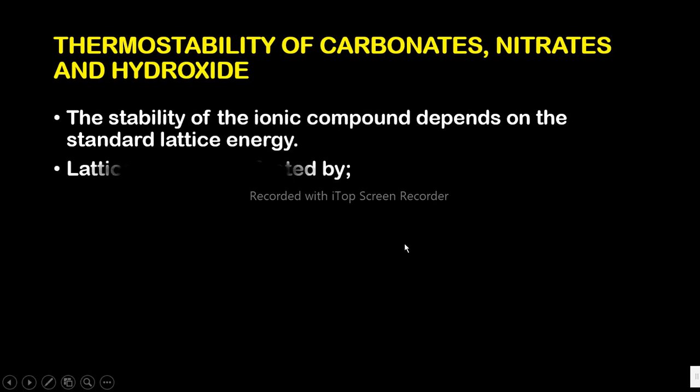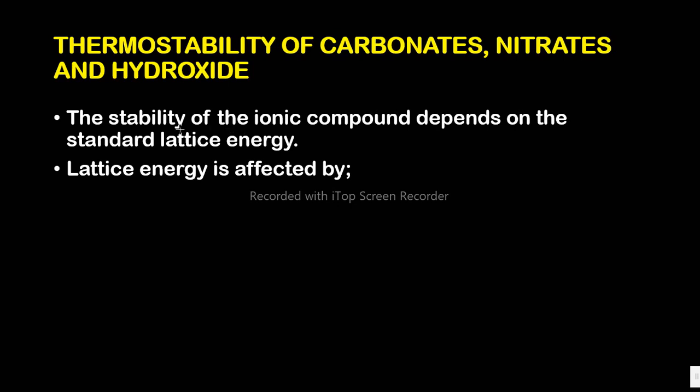Now for group 1, like I said, they are stable to heating. The group 1 carbonates are stable on heating. They have very high melting points and very high boiling points, so they cannot just be decomposed. The high melting and boiling points are due to high lattice energy. The stability of ionic compounds depends on the standard lattice energy.